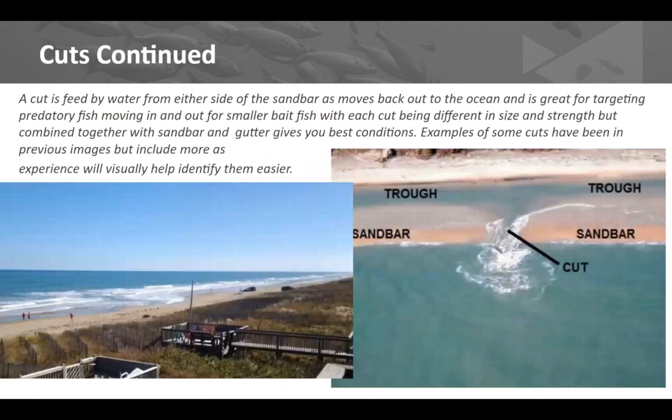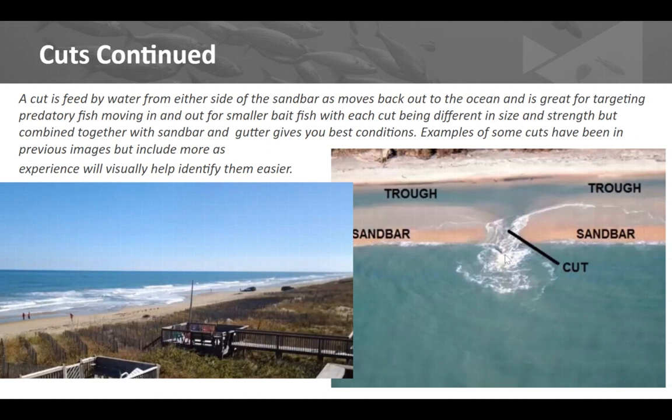So here's some more examples of a few. So the cut itself is fed by water from either side of your sandbar and moves back out to the ocean. So it's great for targeting predatory fish. So if you're looking for tailor and so forth, you'll be looking for your cuts to aim to fish around those areas, because that's where they'll be coming in and out as they look for the smaller fish that are in this area or being disturbed by the sandbar, because they can't deal so much with the amount of current that's going through there.